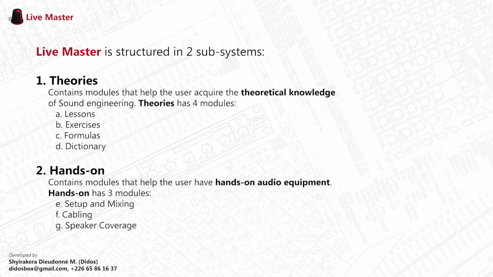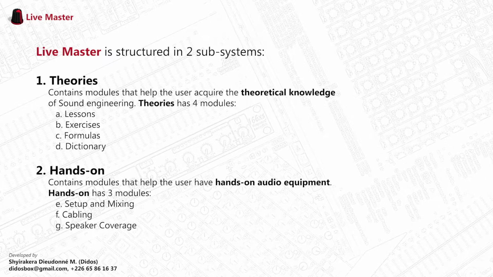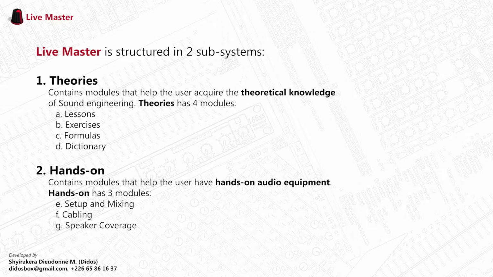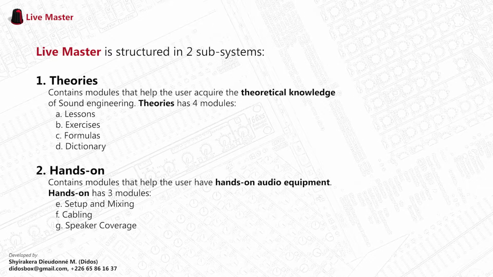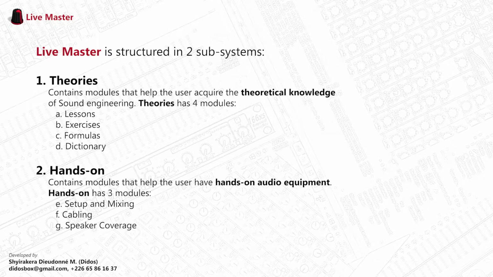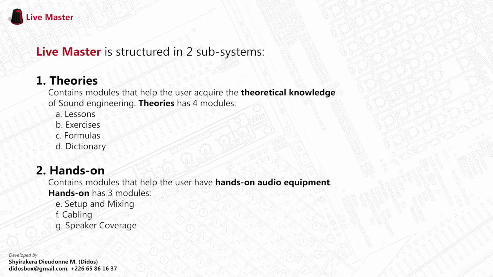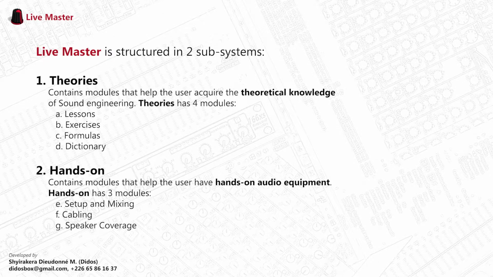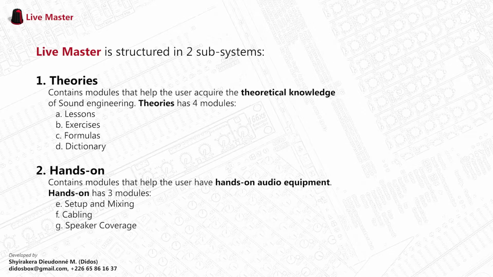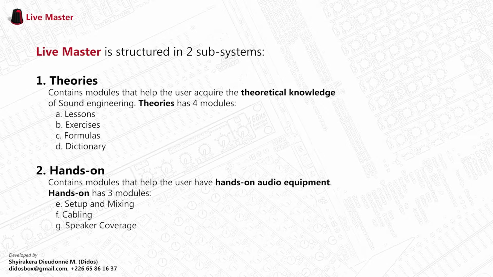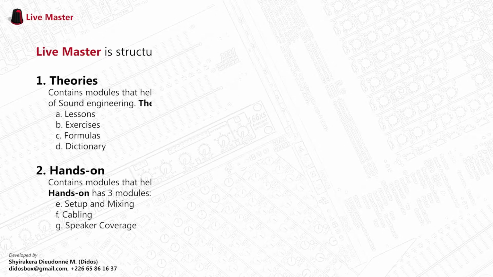Live Master is structured in two subsystems. First, we have theories with modules that help the user acquire the theoretical knowledge of sound engineering. There are 4 modules: lessons, exercises, formulas, and dictionary. Second, we have hands-on with modules that help the user have hands-on audio equipment. Hands-on has 3 modules: setup and mixing, cabling, and speaker coverage. Let's have a closer look at the various modules.